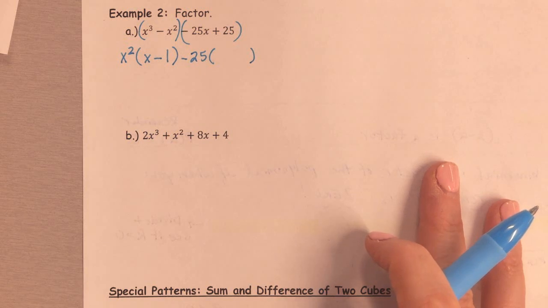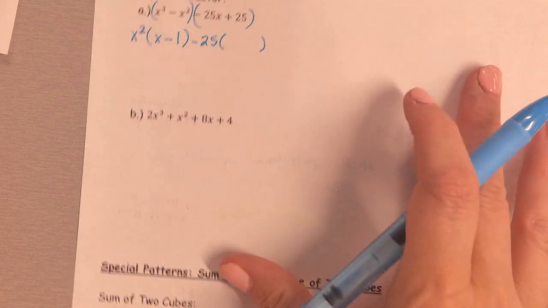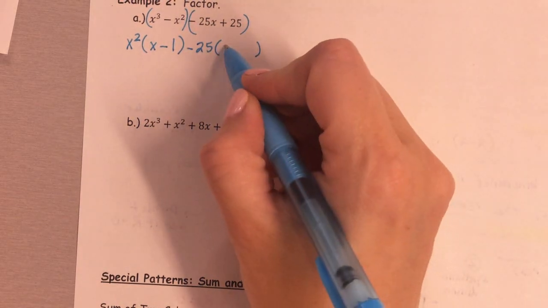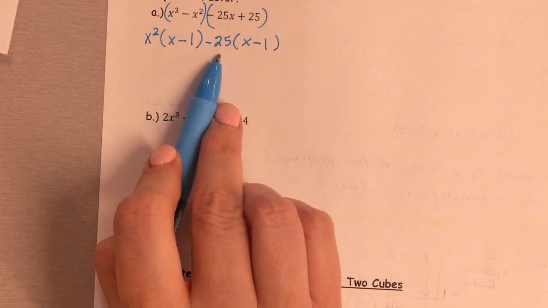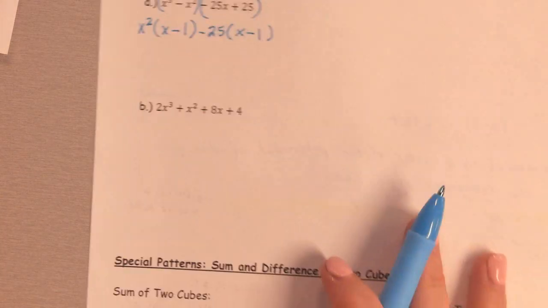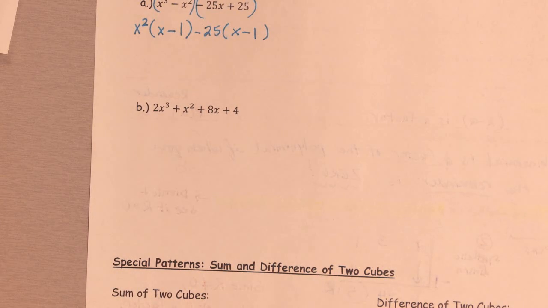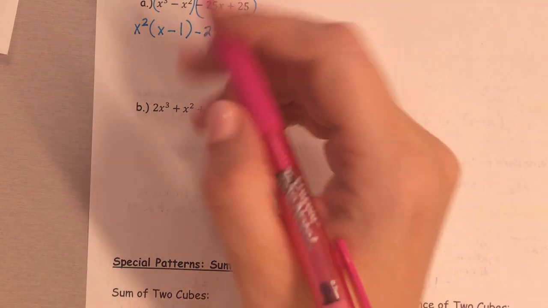Okay, and then Dylan, tell me what you got inside. Yeah, good. Okay, so negative 25x divided by negative 25 is x. 25 divided by negative 25 is minus 1. And then look, these two match. That's what they should do.